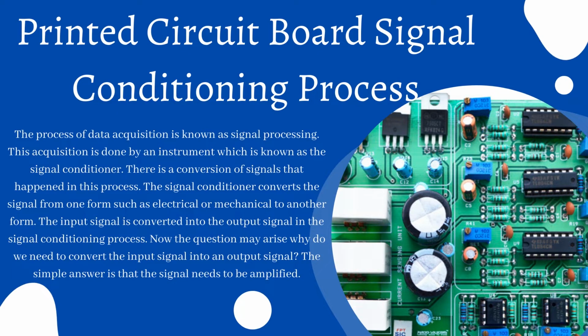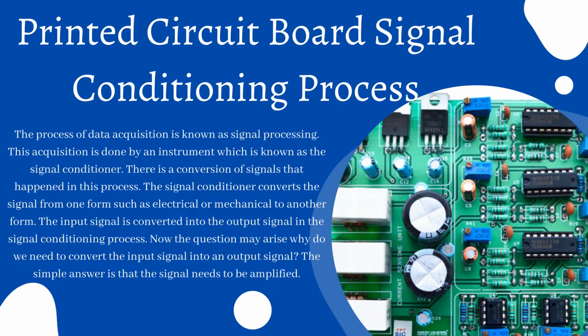There is a conversion of signals that happens in this process. The signal conditioner converts the signal from one form, such as electrical or mechanical, to another form. The input signal is converted into the output signal in the signal conditioning process.